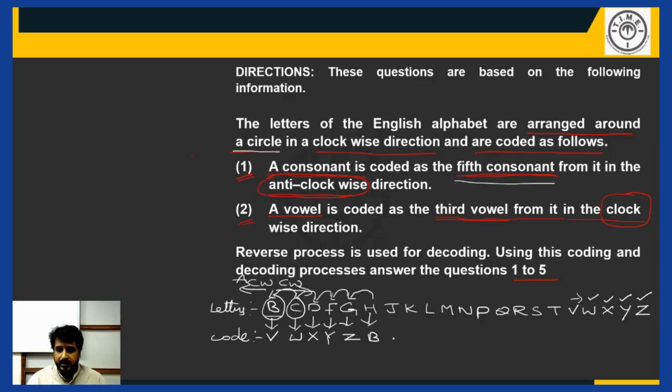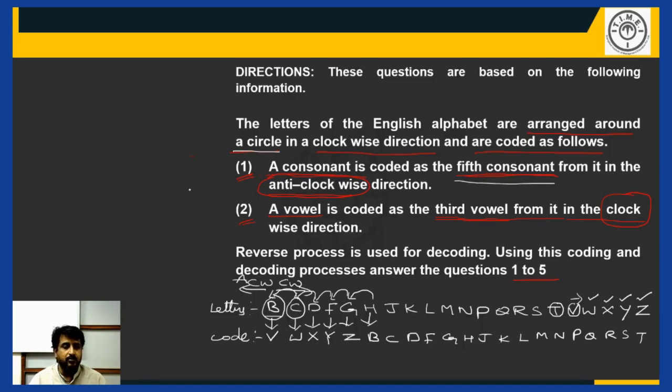So what will be next automatically? C, D, F. No need to find every time. Once you are able to identify the logic, you can write it consecutively: B, C, D, F, and then G, H, J, K, L, M, N, P, Q, R, S, T. We started from V, writing the codes, and we ended up with T. So this is how the consonants are coded.